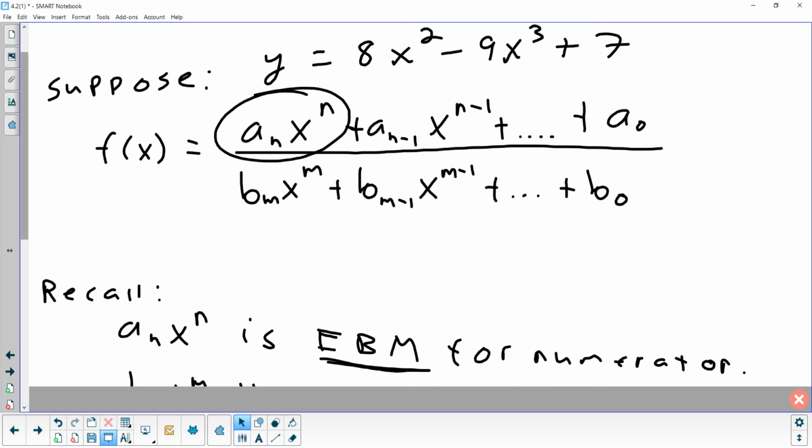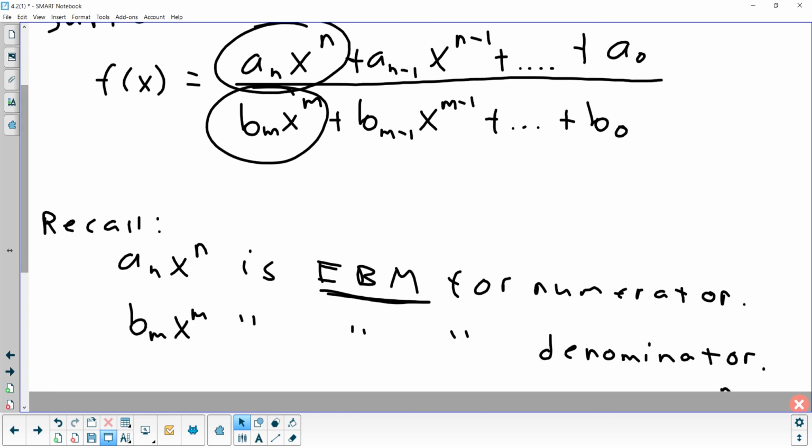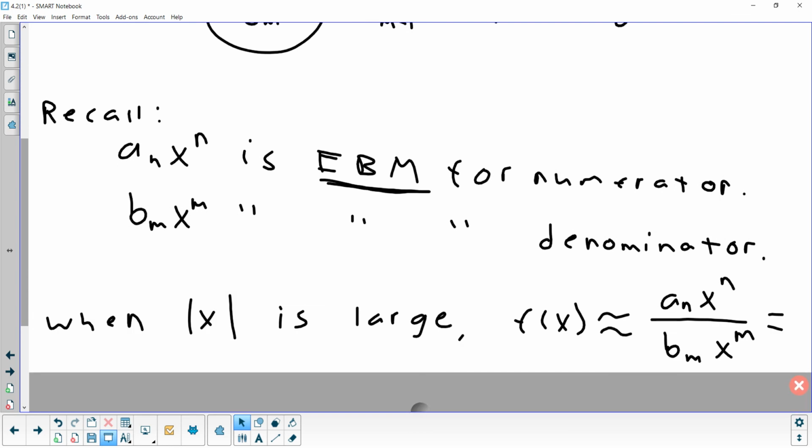So, the highest degree term of the numerator is a sub n, x to the n. And the highest degree term in the denominator is b sub m, x to the m. All the other exponents go lower till you get down to the constant. And to find the EBM of the whole thing, of f of x, all you have to do is divide the two EBMs that you have. Take the EBM in the top and divide by the EBM in the bottom.